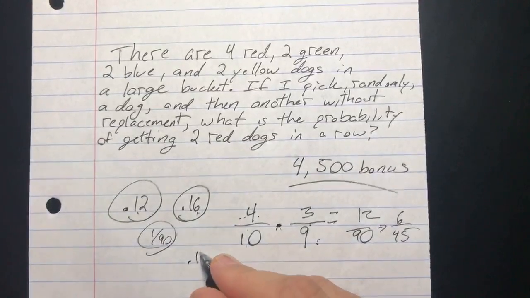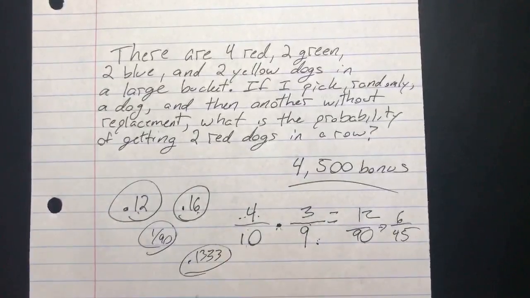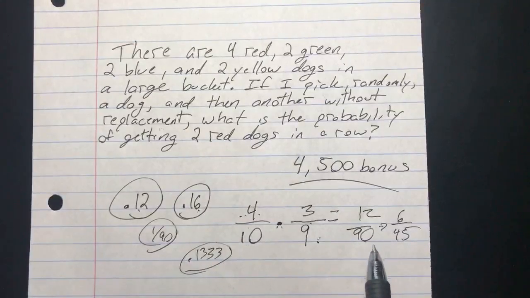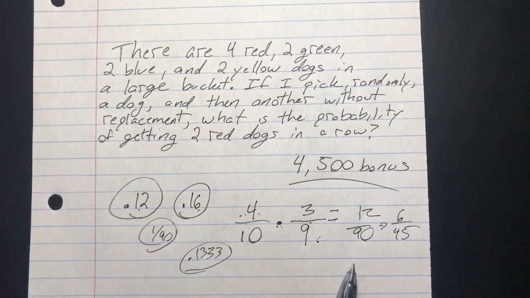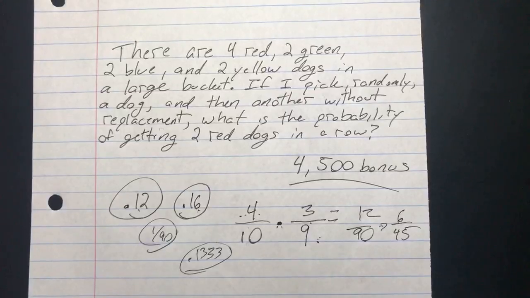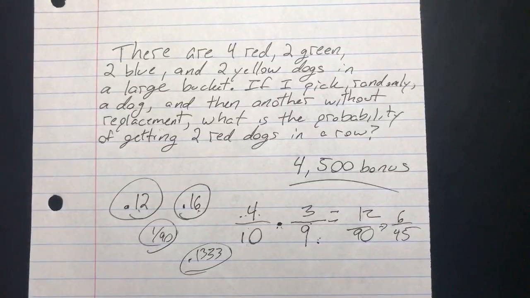0.1333. So nobody got it. Did anybody get 0.1333 or 12 out of 90? OA45 got 12 out of 90. Is that right? Are you the first one to throw that up? Dude, well done. Yeah, nice, nice, nice. How many did I say that was?